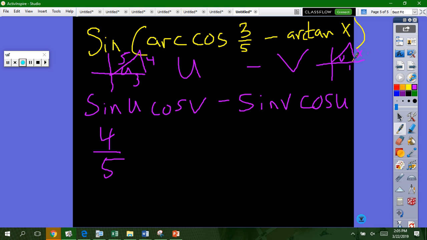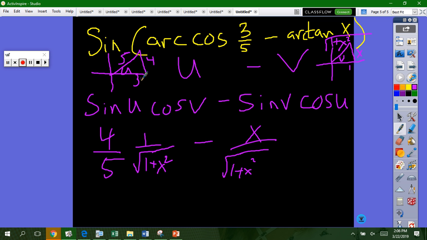So now I'm building a triangle V with this being x, this being 1, this side being the square root of 1 plus x squared. That's just by Pythagorean theorem, right? 1 squared plus x squared is 1 plus x squared, and then I have to square root it. You good? So what's the cosine of that? 1 over square root of 1 plus x squared. Minus the sine of v: x over square root of 1 plus x squared.